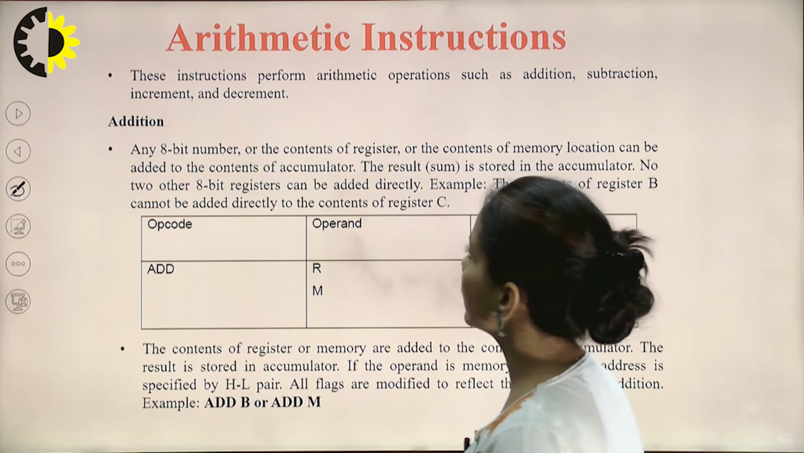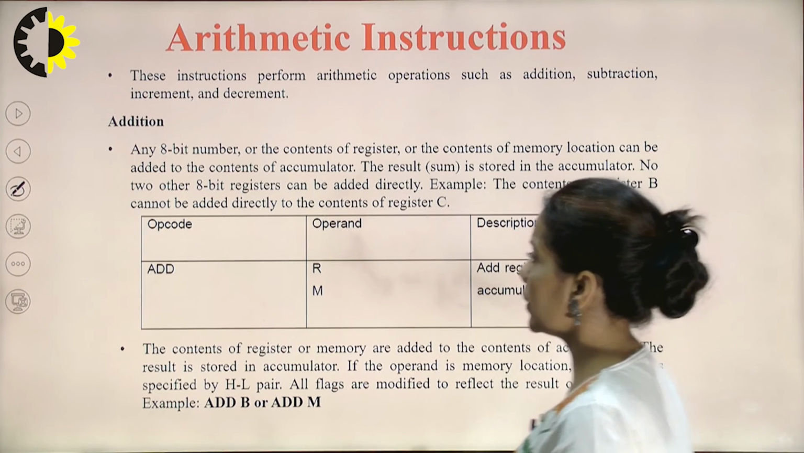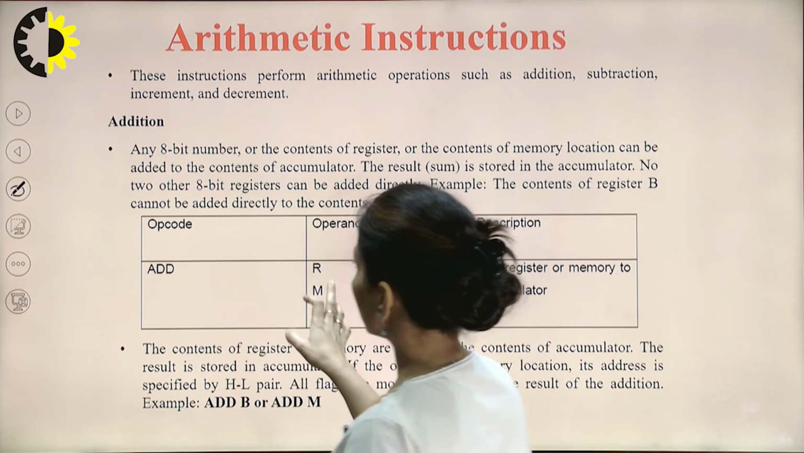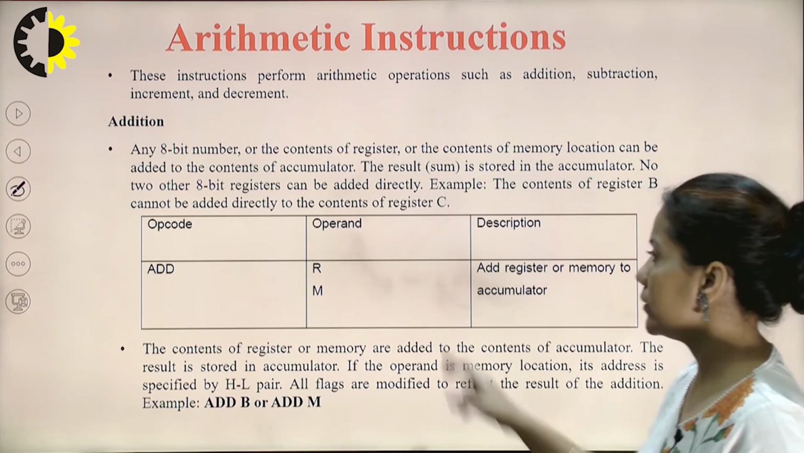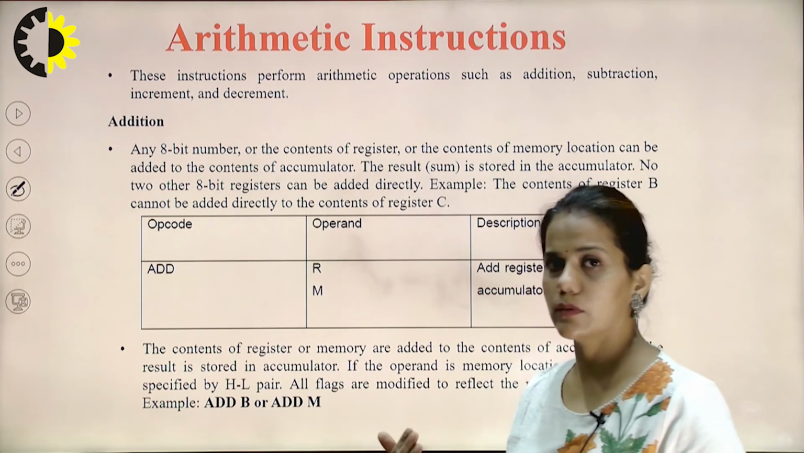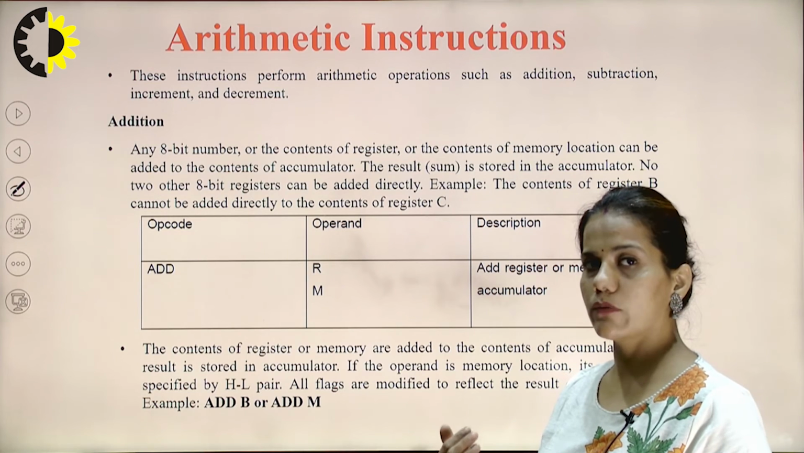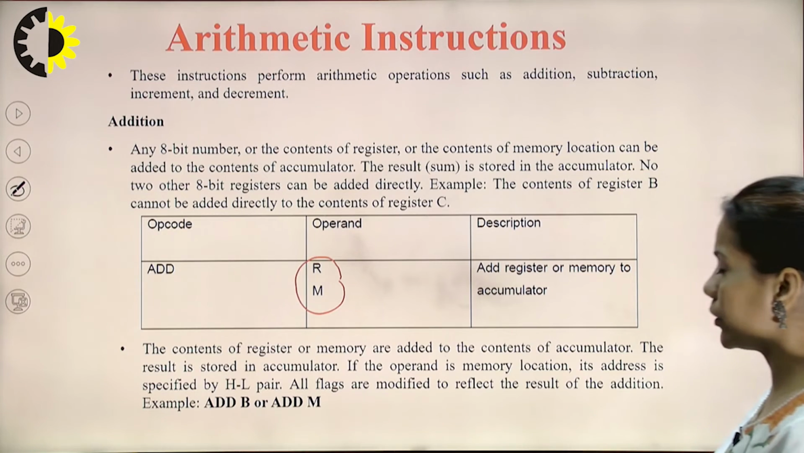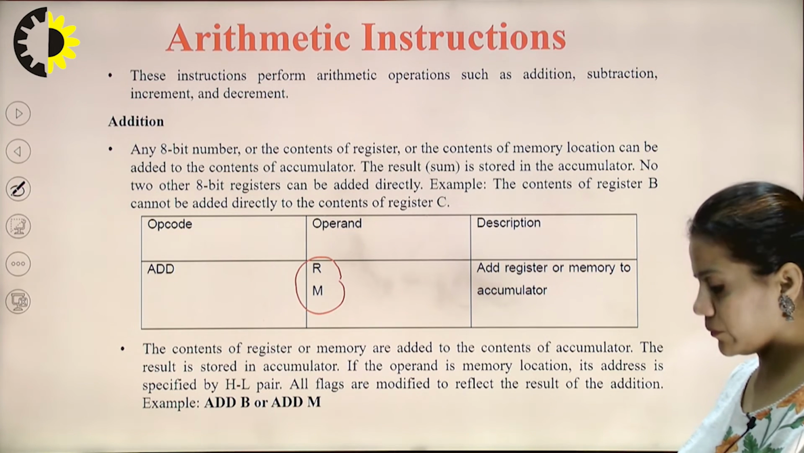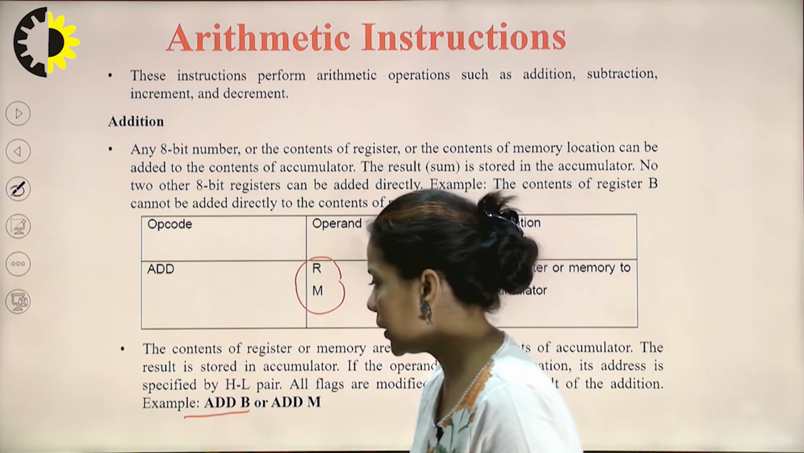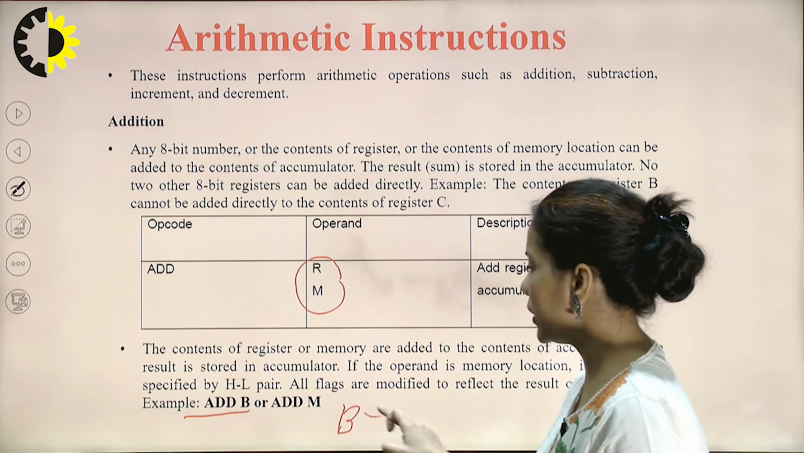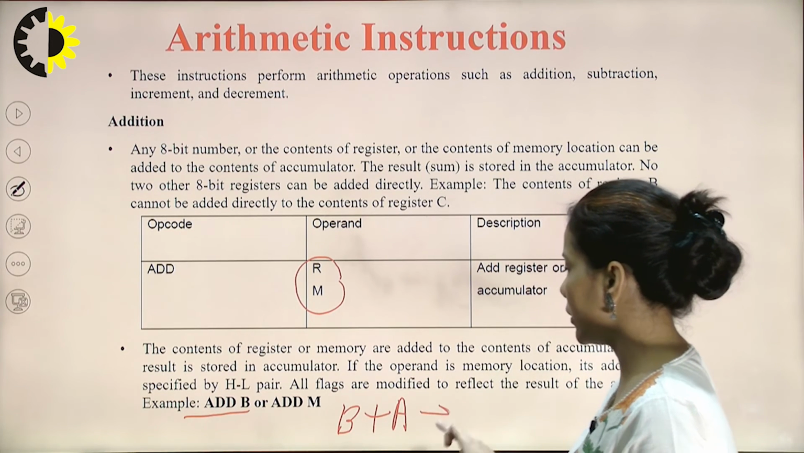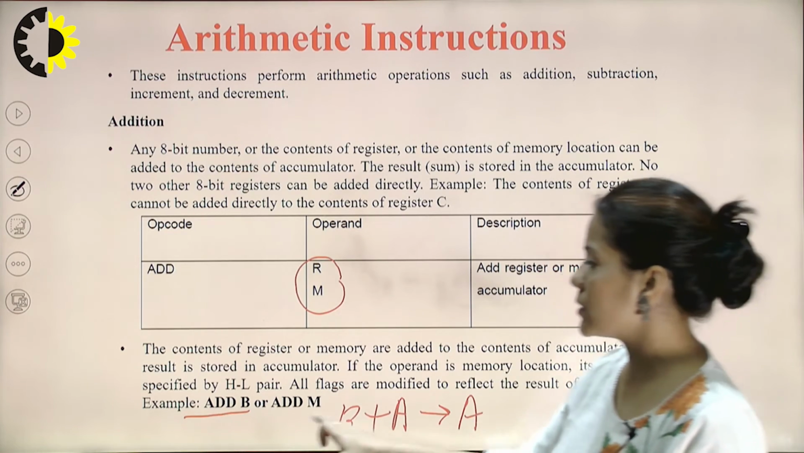So now we come to the arithmetic instructions. In the arithmetic instructions, the ADD operation is a very common one, and using this ADD operation, by default one operand is always the accumulator. The other operand may be a register or the pointer denoted by M. By writing ADD B, it means the contents of B are added with the accumulator and the result will go to the accumulator.